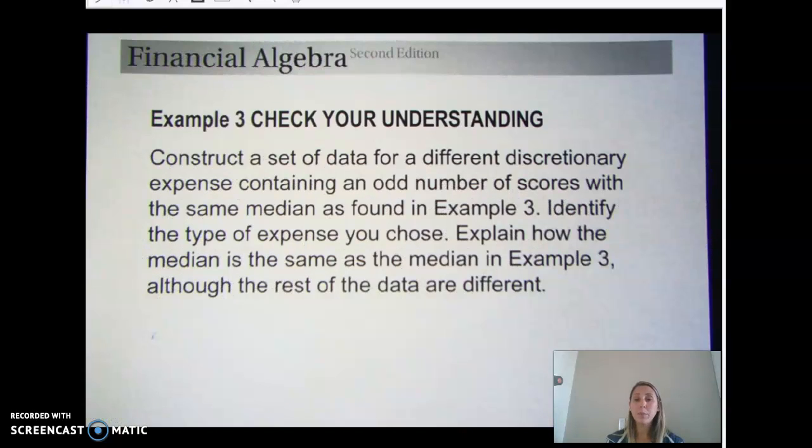Okay, this question will be posted on Google Classroom tomorrow, Thursday, for all of the classes in financial literacy. I would like you to construct a set of data for a different discretionary expense containing an odd number of scores with the same median as found in example 3. I need you to identify the type of expense you chose and explain how the median is the same as the median in example 3, although the rest of the data are different. So that doesn't mean that it needs to be 798. That's not what I'm looking for. I'm looking for just a group of numbers where that middle number is going to be the best representation of that data. Thank you so much. I'll be looking forward to seeing your answers.